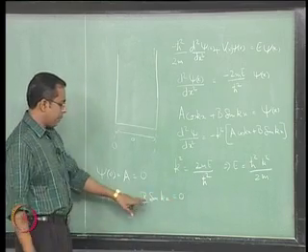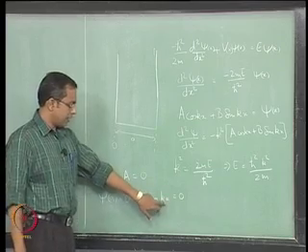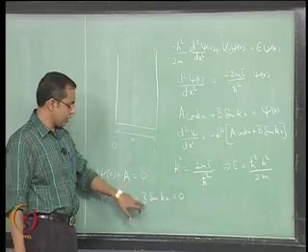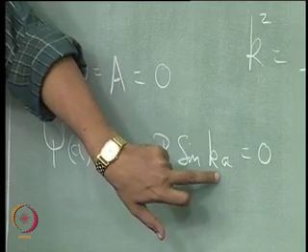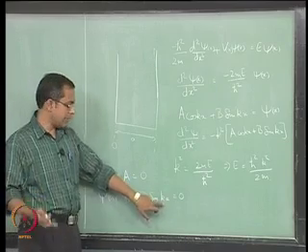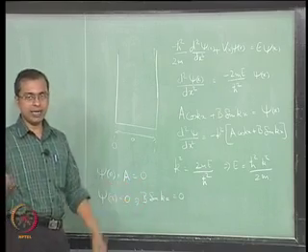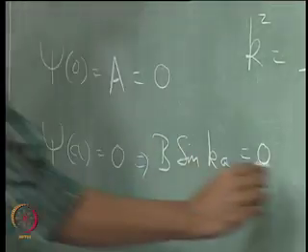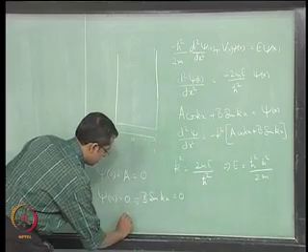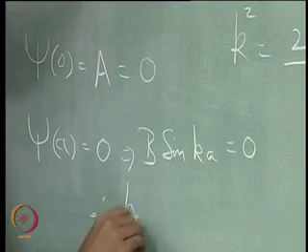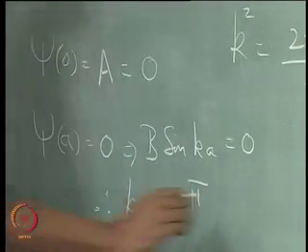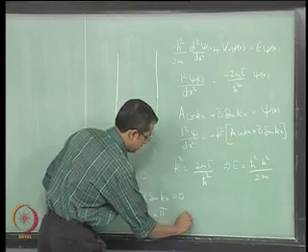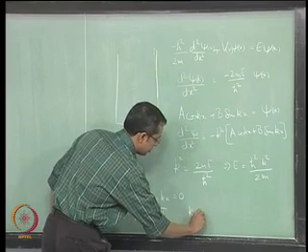For this to happen, regardless of the value of b, a trivial solution is b equals 0, but the non-trivial solution is that ka should equal n pi. Whenever it is n pi, sin of n pi is 0, where n is an integer. Therefore, in other words, k is only allowed the values n pi by a.